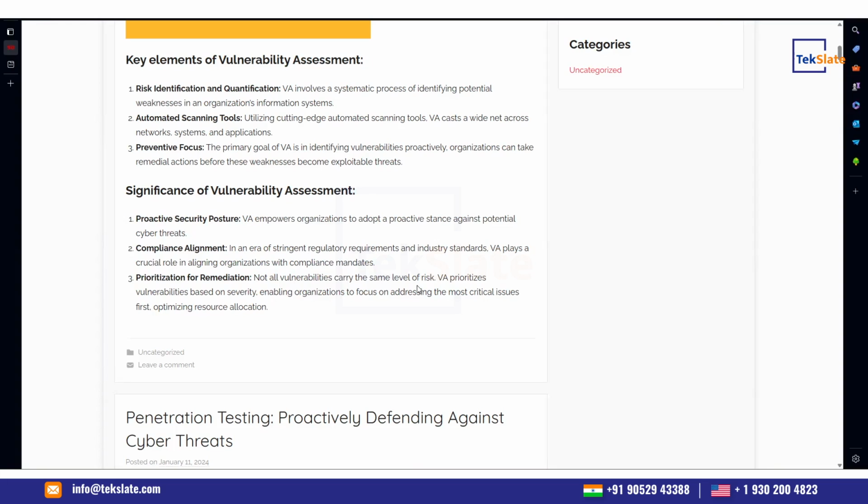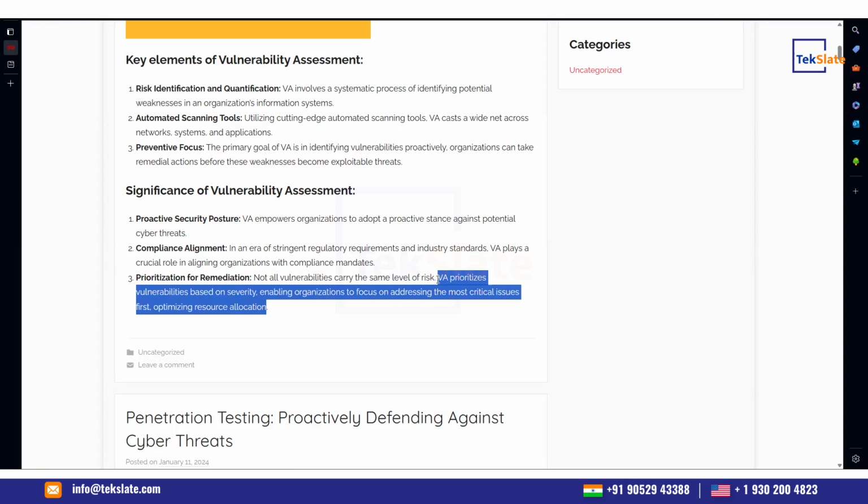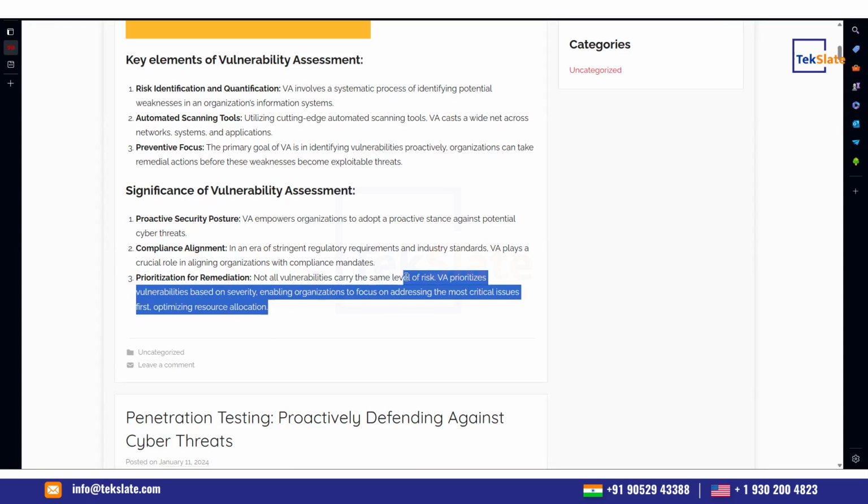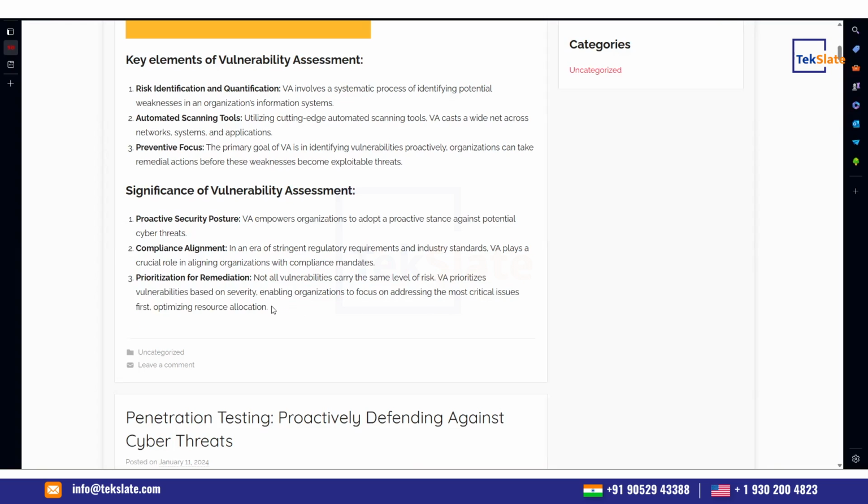If there is an RCE, remote code execution, on the website, that is a high level of risk which should be patched as soon as possible. It can lead to a high risk of data loss and can potentially harm the organization.